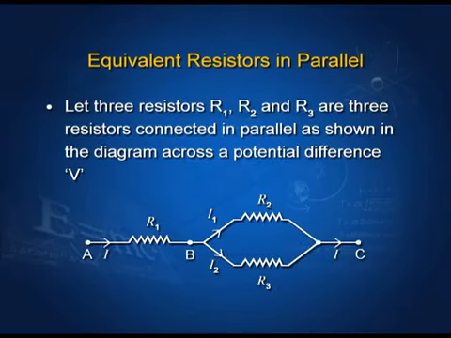Let us say we have three resistors R1, R2 and R3 connected in parallel as shown in the diagram across a potential difference V.